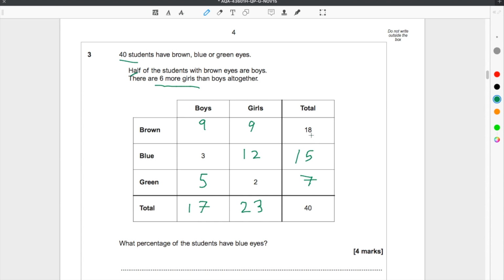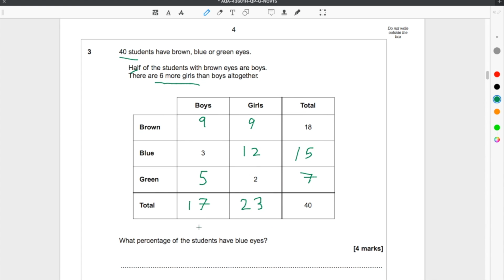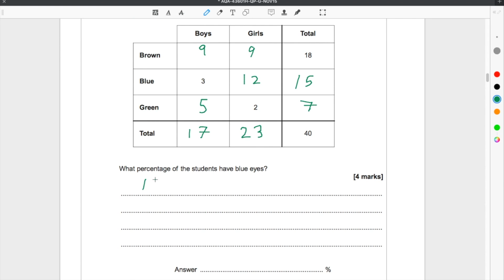And we can check this works. 18 plus 15 plus 7, using our calculator, well that indeed gives us 40, and so does this. So this works. And the question is, what percentage of the students have blue eyes? Well, if we look at blue eyes, the total is 15. So we have 15 out of 40 students. We can simplify that fraction down if we like, which is 3 out of 8.